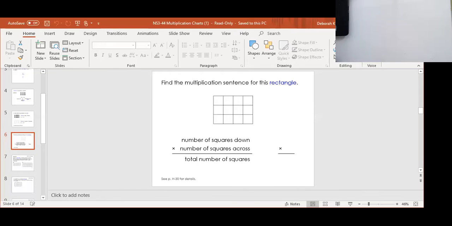I'm going to give you a few more examples. So right here, it says find the multiplication sentence for this rectangle. So the number of squares down and the number of squares across. The number of squares down, there's 3 squares down by 1, 2, 3, 4 across. 3 times 4, that's the one we never forget. Okay, you can also write it on top of each other like this, 3 times 4, 12. And remember, the answer is called the product.